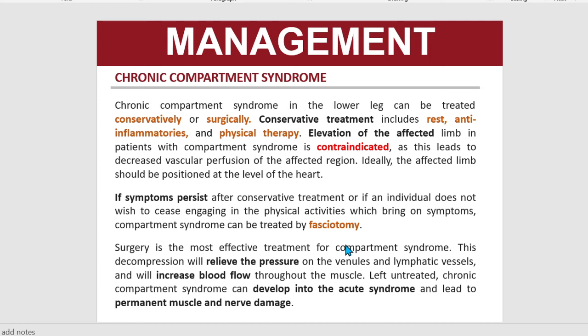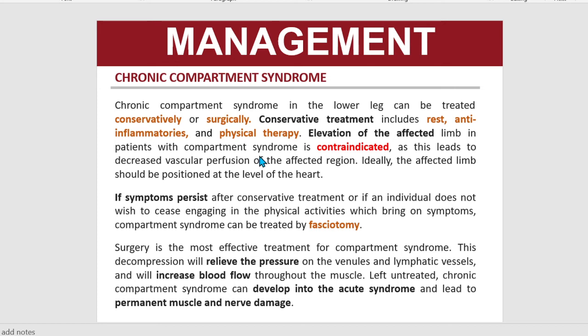For chronic compartment syndrome, conservative treatment includes rest, anti-inflammatories and physical therapy. Elevation of the affected limb in patients with compartment syndrome is contraindicated. If symptoms persist after conservative treatment, or if an individual does not wish to cease physical activities, that would lead to fasciotomy. Sometimes we misdiagnose compartment syndrome when it could be intermittent claudication.